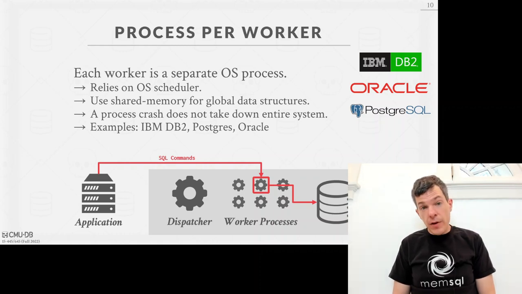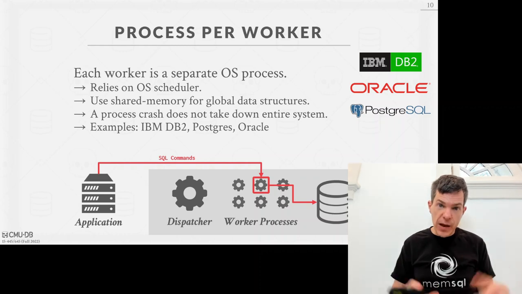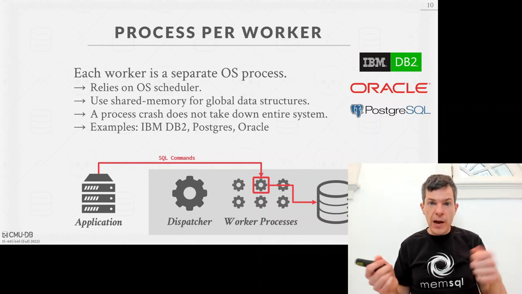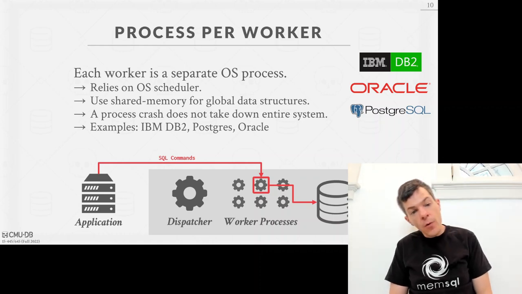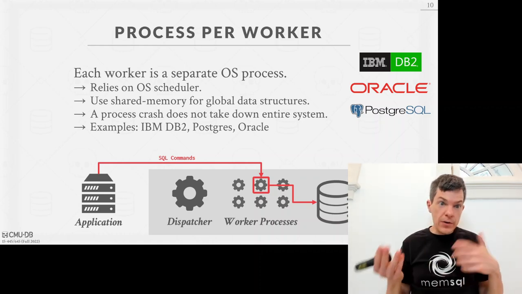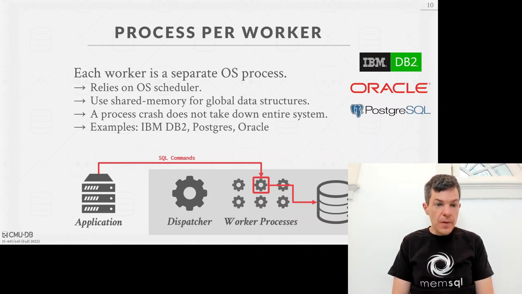And we have to use shared memory to maintain global data structures, or do some kind of IPC or message passing between processes in order to keep track of global state, like a buffer pool, for example. And so there's a bit more overhead to do that unless you're using shared memory, which is what Postgres does, and I think all these other systems do.